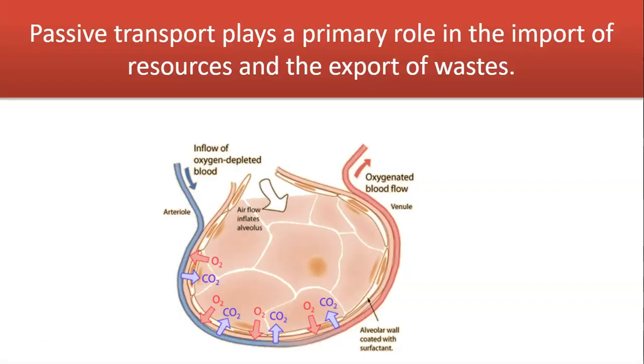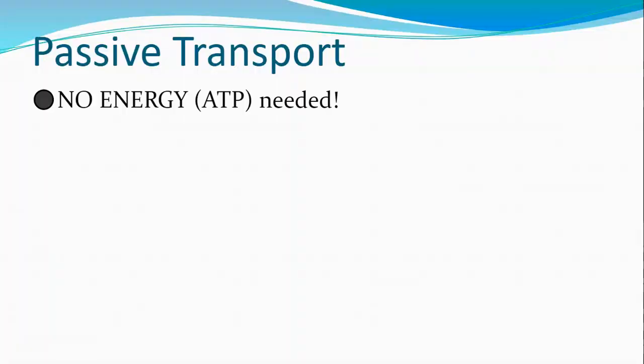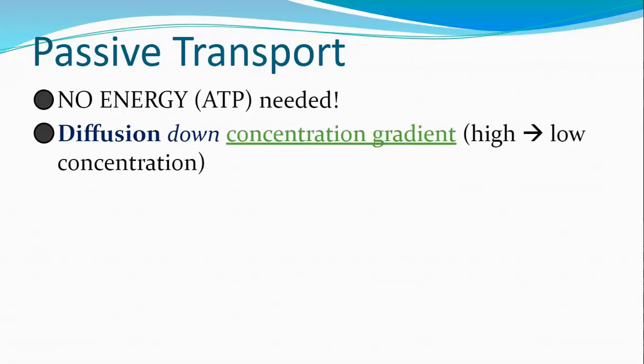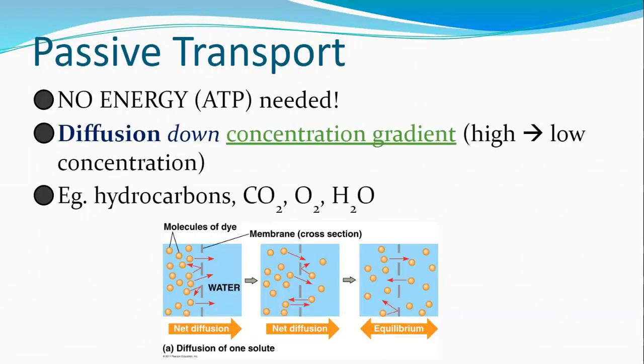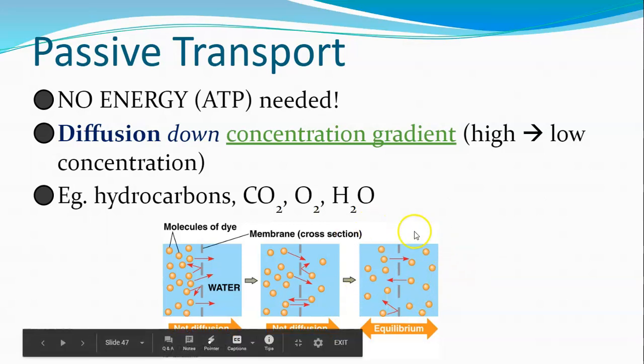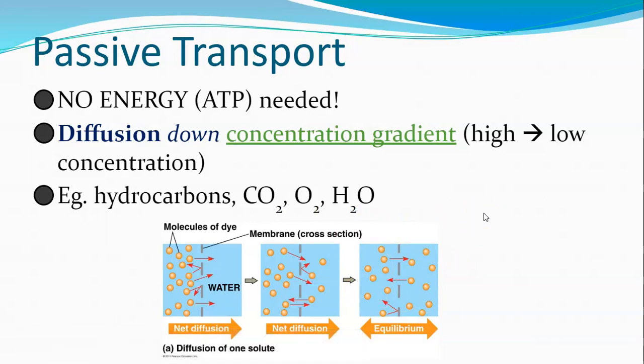So passive transport is how we do a lot of things, including gas exchange in our lungs. There's no energy because things are moving down a concentration gradient. It's going from an area of high to low concentration, so a lot to a little. And then eventually, if you get the same amount on both sides, then it reaches a state of equilibrium.